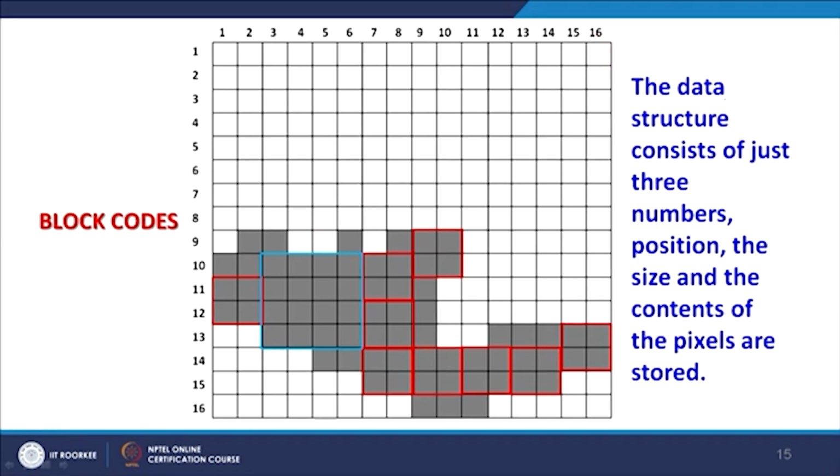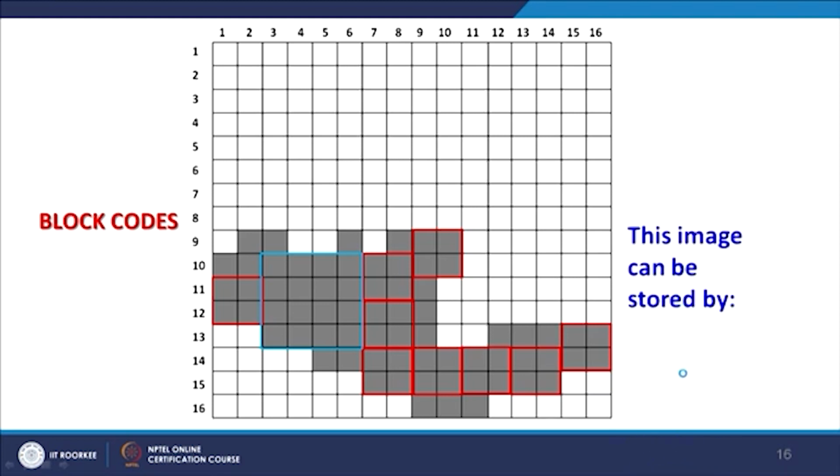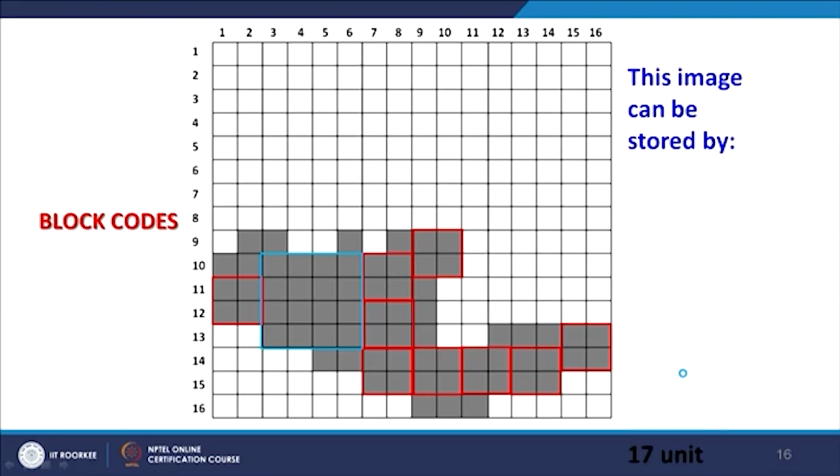The data structure consists of just 3 numbers. What are those numbers? The position, the size and the content of the pixel are stored. Here, in this case, all white cells have value 1 and the other cells have value 0, as this is binary. So in this one the image can be stored by units at the unit level, meaning single squares. So there are 17.